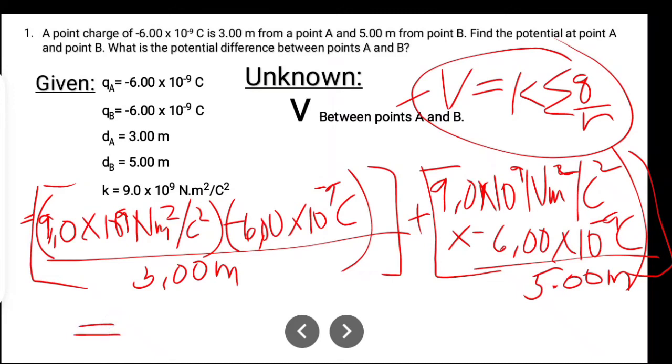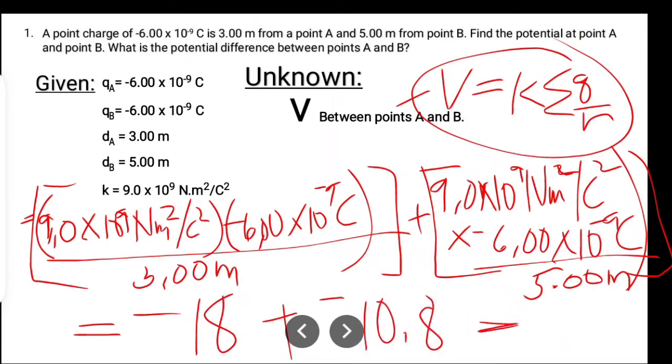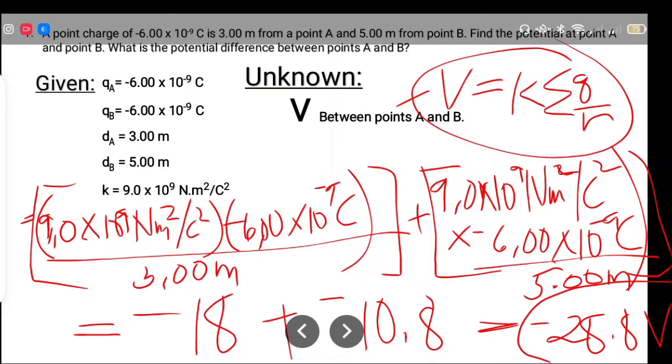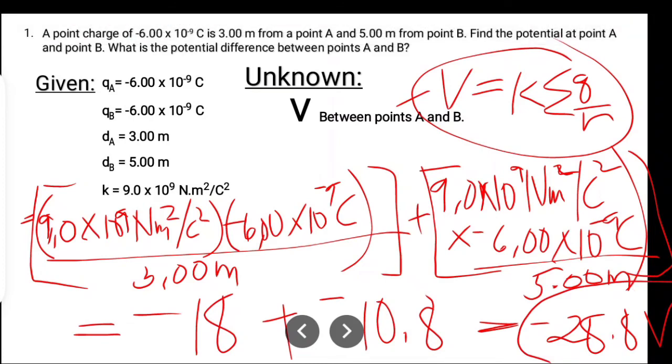Okay, then this one will be equivalent to negative 18, the other one will be equivalent to plus negative 10.8. So this will be equivalent to negative 28.8, negative 28.8, the unit for electric potential is volts. Okay, or joules per coulomb.